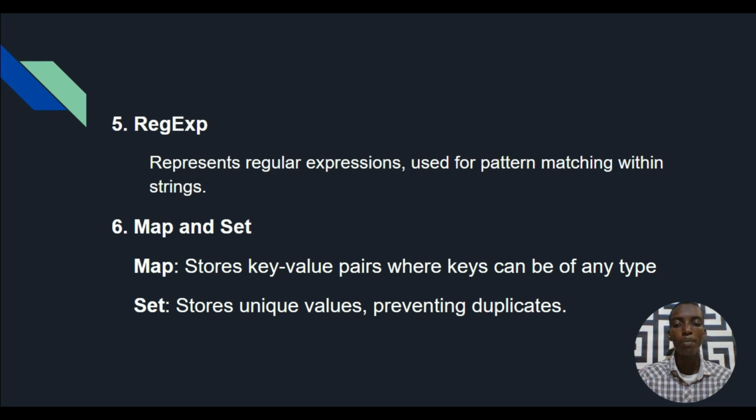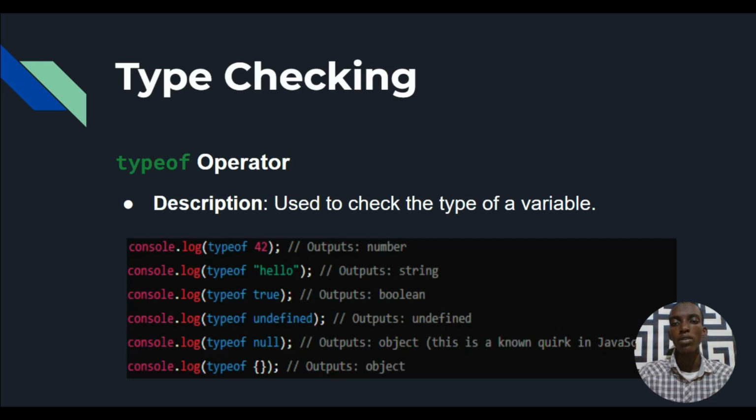Now we also have the map and set. The map stores key value pairs where keys can be of any type, while the set stores unique values, preventing duplicates. Now the last thing under the non-primitive data type is the typeof operator. What do you use it for? You use it to check the type of variable, the type of data inside the variable itself. There's an example here: console.log typeof 42. Automatically it knows this is a number. Now typeof hello, automatically it's telling us it is a string.